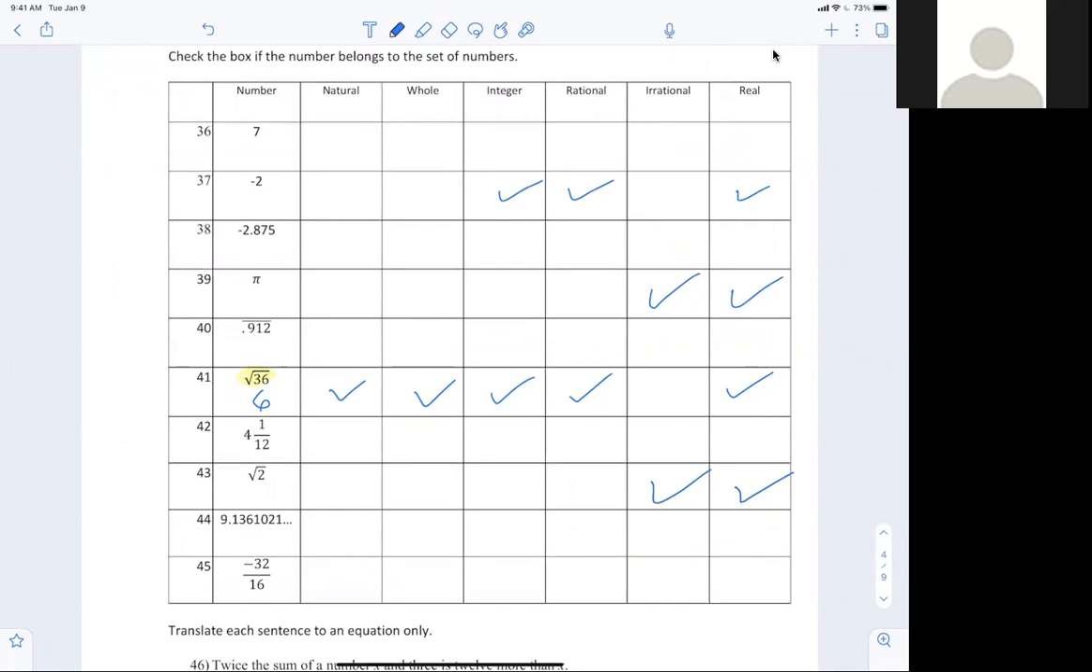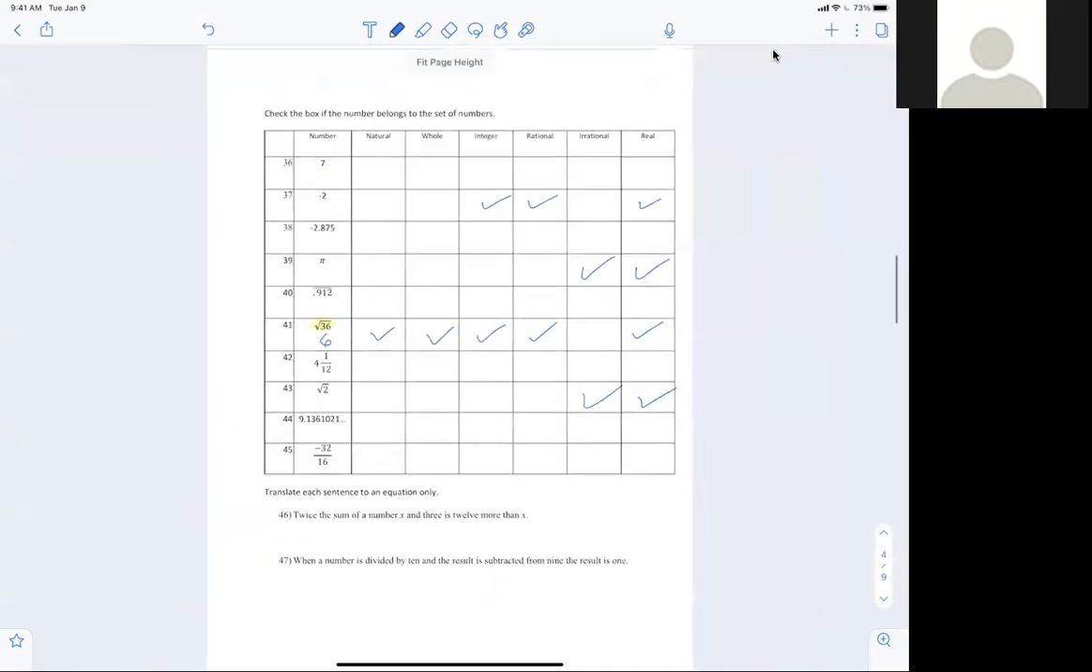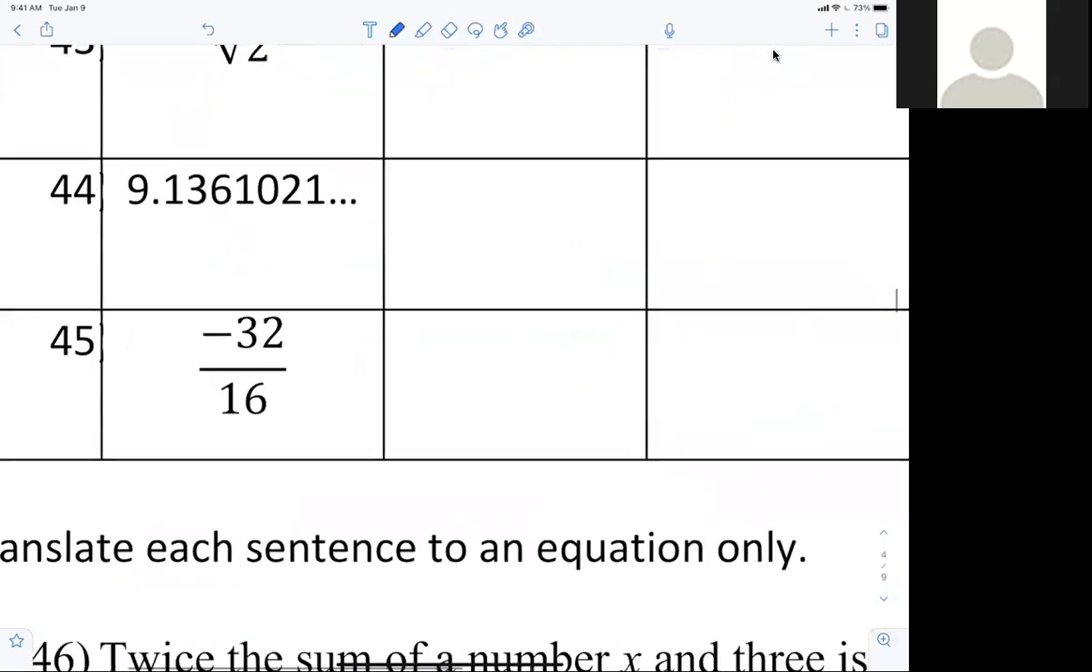All right, 45. I tried to trick you on this one, Misha. Rational? Yes, it's definitely rational because it's a fraction. What else is it? Is it a whole number? No, it's not because it's negative. I'm sorry. It's what? Integer. Integer. And also real. All right. And don't forget, guys, negative 32 divided by 16 is what? Negative 2. All right. That's why it's an integer. Anybody have any questions with those? Knowing the names.